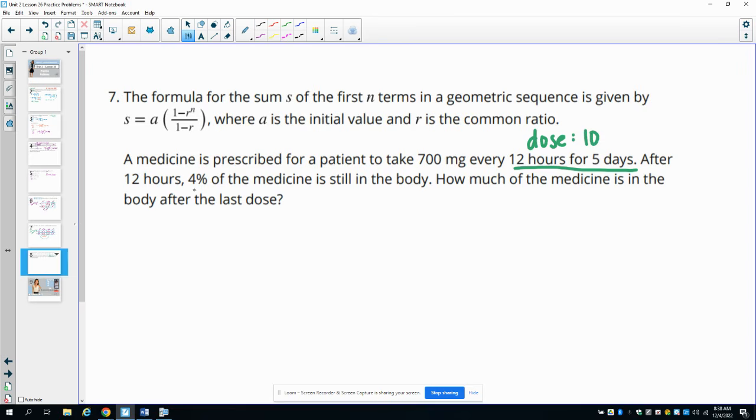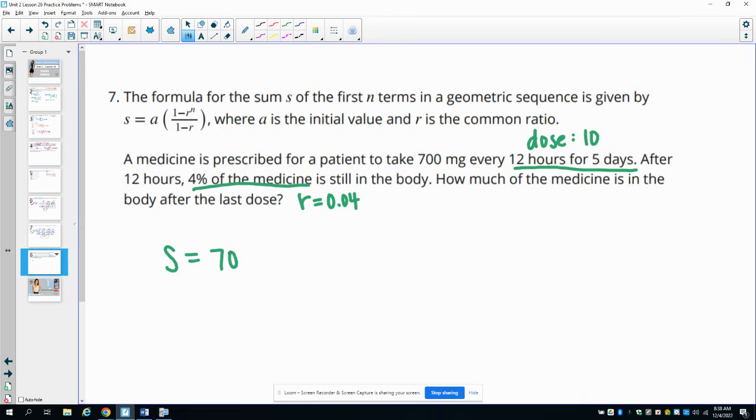So after 12 hours, 4% of the medicine is still in the body. So how much of the medicine is in the body after the last dose? So this means that our rate is 0.04 because you only have 4% left after those 12 hours.